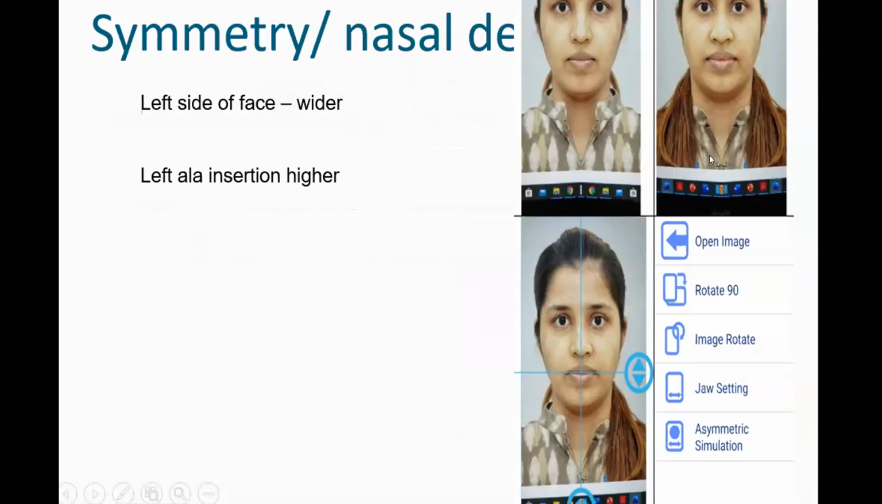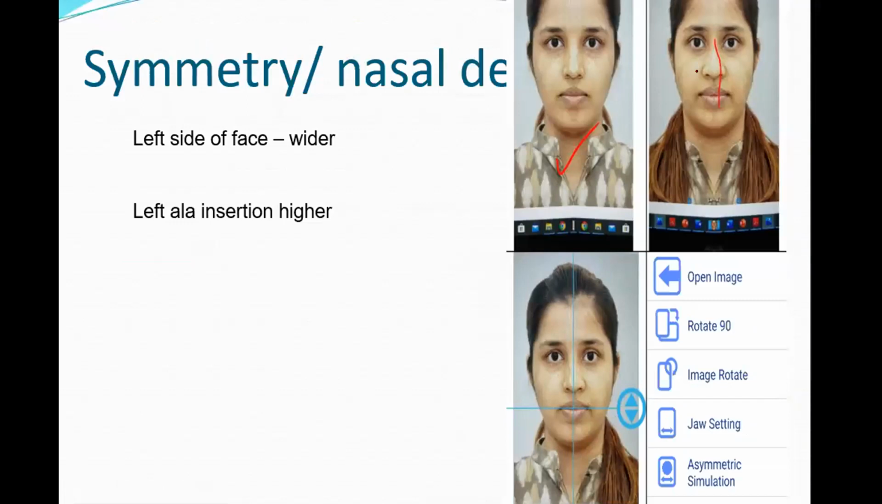Like in this photograph, if you see, this is the actual image of the patient, and this is the image of the patient with the right and left put together. And this is the image with the right put together. So then you can see that the face is totally different.